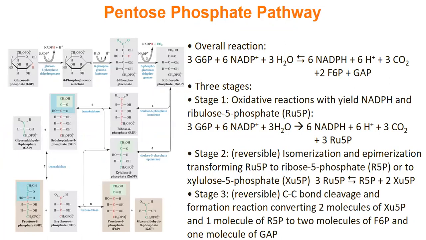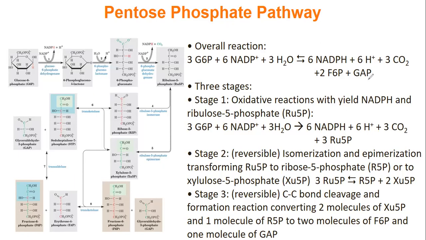And the reaction is we take three molecules, so we need three molecules to do a complete turn. Three molecules of glucose 6-phosphate. We put in three molecules of NADP, and we get out six molecules of NADPH, two F6P, and a GAP molecule.